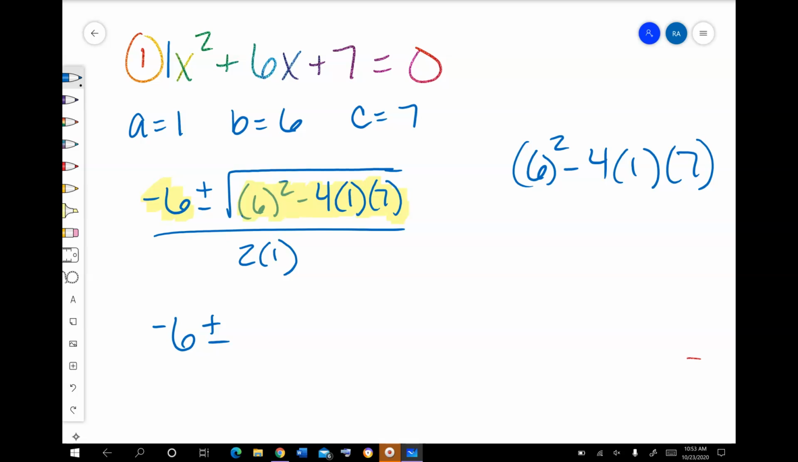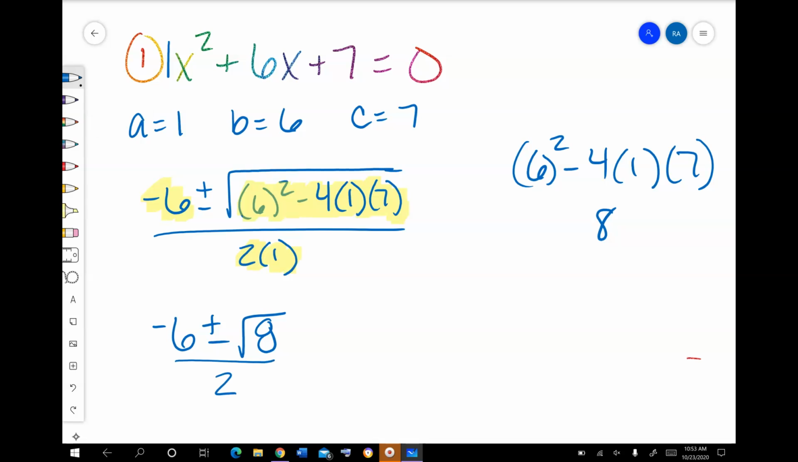So I type it in and I get 8. So what's underneath the radical is equal to 8. So I'm going to say the square root of 8. And the third thing you simplify is the 2 times 1, which will be 2.